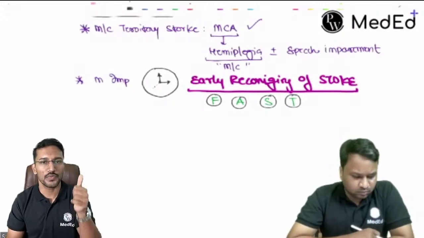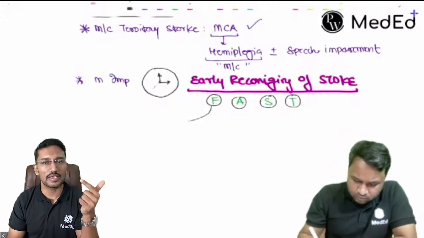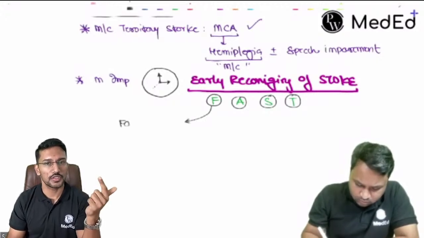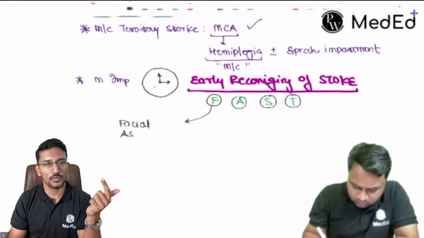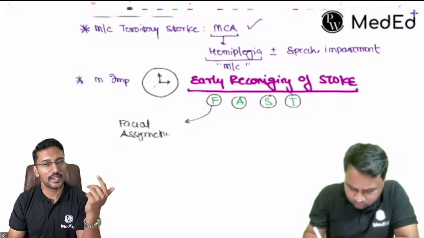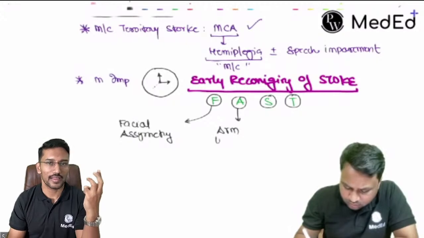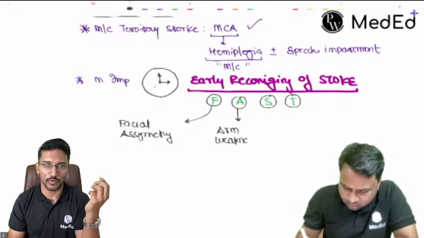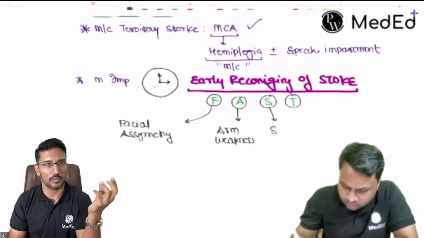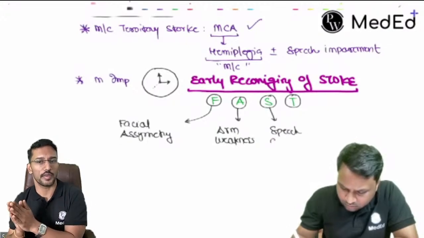Now, what does FAST stand for? F is for facial asymmetry. Then A stands for arm weakness. And S stands for speech abnormalities. T stands for time.